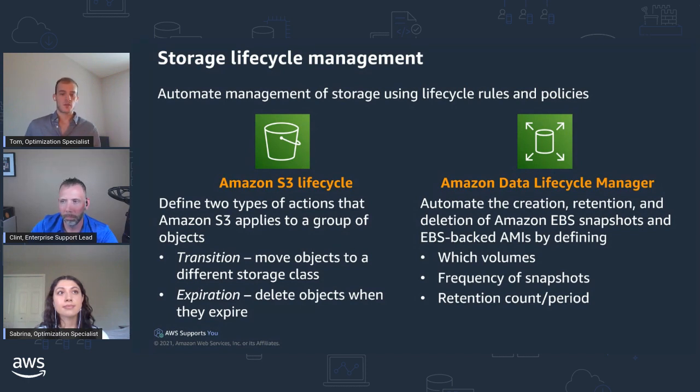First, focusing on S3, there are two types of lifecycle rules that can be applied to objects using Amazon S3 lifecycle. The first is a transition rule, which will automatically transition objects to a lower storage class after a set number of days. And then there's also an expiration rule, which can be used to define when objects expire and are therefore automatically deleted. For EBS, use Amazon Data Lifecycle Manager to automate the creation, retention, and deletion of EBS snapshots and EBS-backed AMIs. This feature allows configurable parameters for volumes, snapshot frequency, and retention.